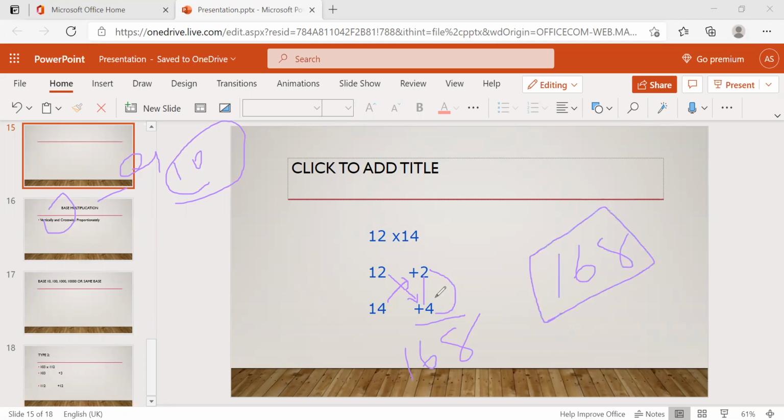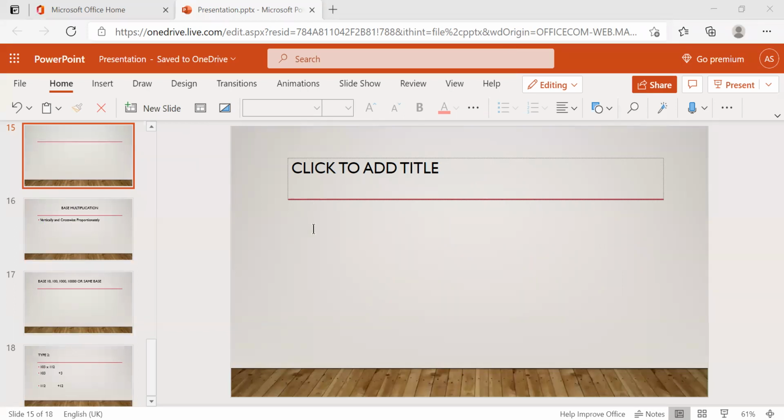See here, 2 into 4, I said only 8. I didn't take 0.8. Why? Because here the base value is a single digit, 0 to 9 only. So in this shortcut, we have only 1 zero. That means a single digit, so you have to consider 8 only. Okay, now I'll explain with another example so people will understand better.